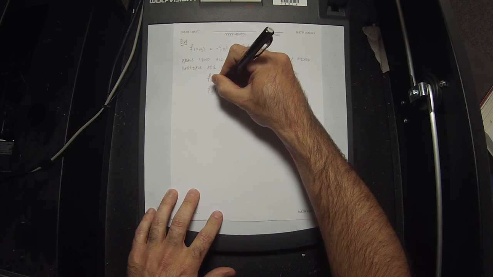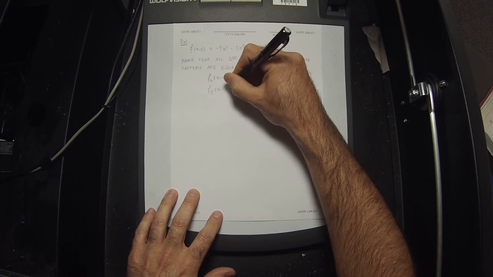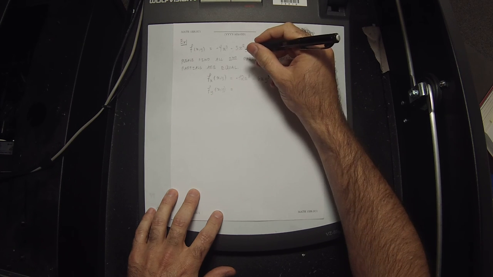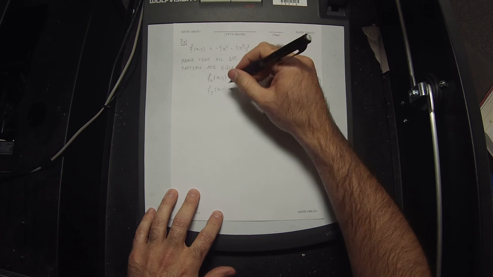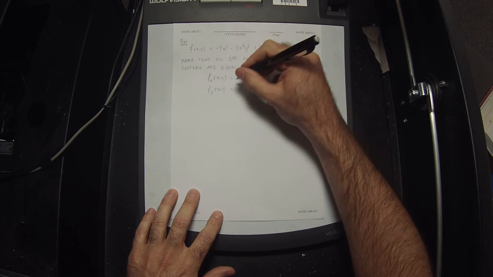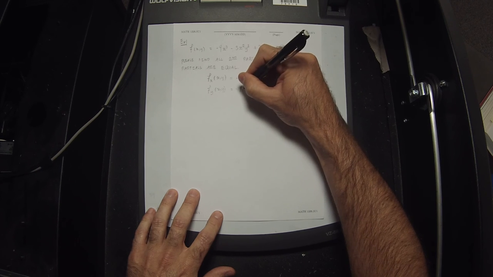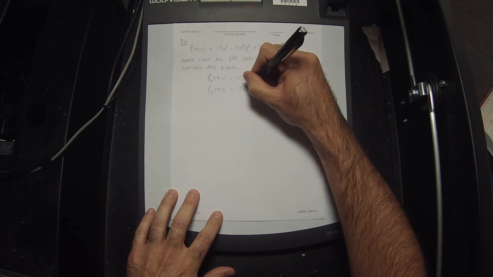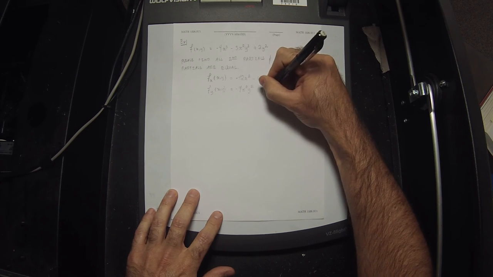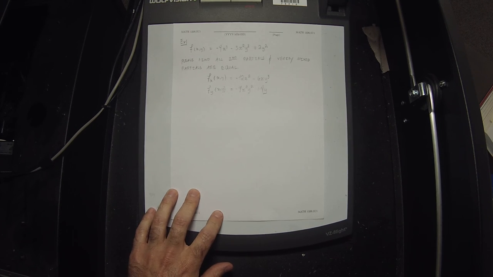Okay, the y partial? I did down to the second derivative first, so I'm going to do both first ones. The y partial is negative 9x squared y squared plus 4y. So those are the first partials.